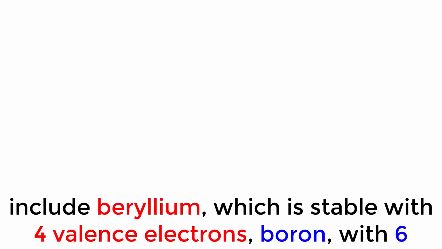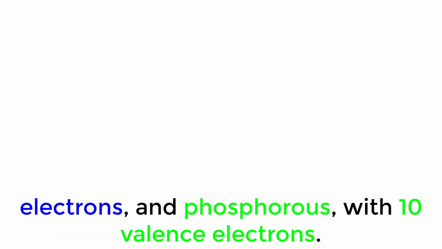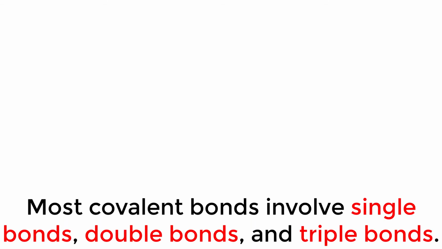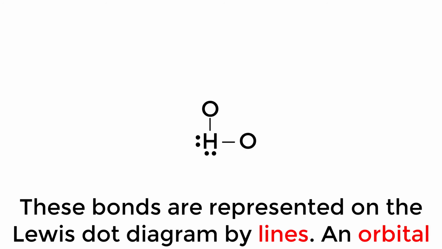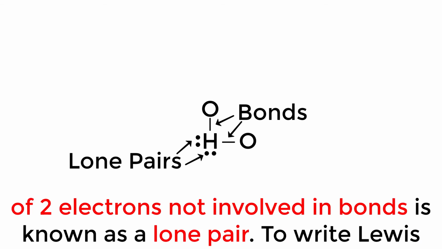Other exceptions include beryllium, which is stable with 4 valence electrons, boron, with 6 electrons, and phosphorus, with 10 valence electrons. Most covalent bonds involve single bonds, double bonds, and triple bonds. These bonds are represented on the Lewis dot diagram by lines. An orbital of 2 electrons not involved in bonds is known as a lone pair.